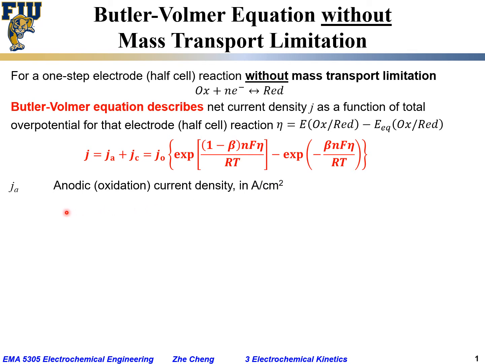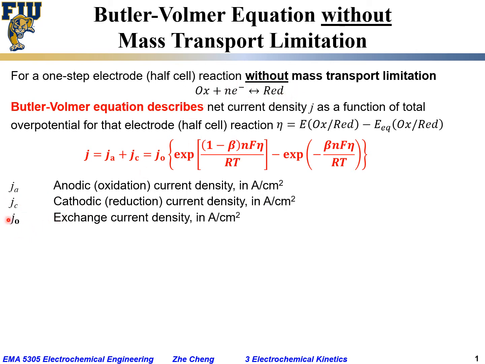Okay, so again, as we said, Ja would be the anodic, or so-called oxidation, part current density, and it is, as you can imagine, in the unit of amps per square centimeter quite often. Jc would be the cathodic, going from OX to RED, or reduction, current density, also in the unit of amps per square centimeter. Ja going from RED back to OX. And J0 in front of this overall bracket would be the so-called exchange current density. It's a constant for a typical electrochemical half-cell reaction. Okay, and it is also in the unit of amps per square centimeter.